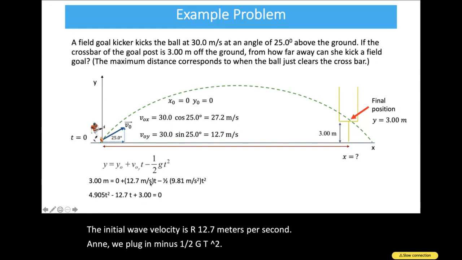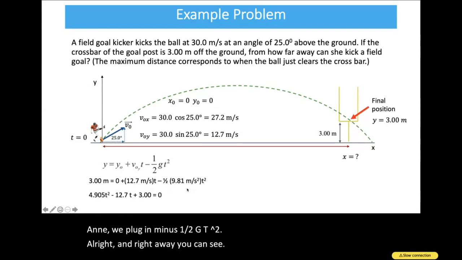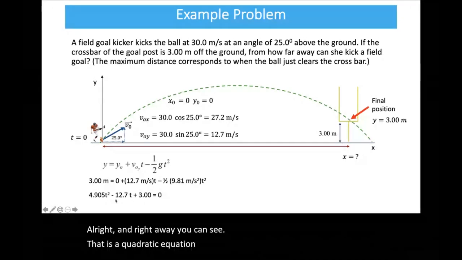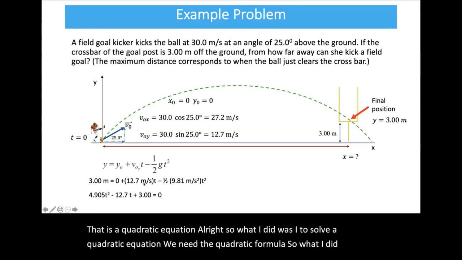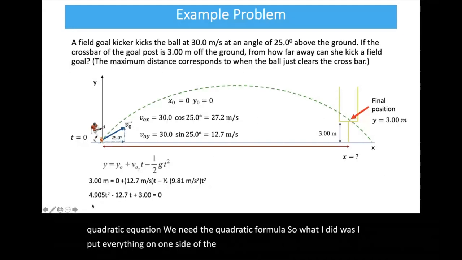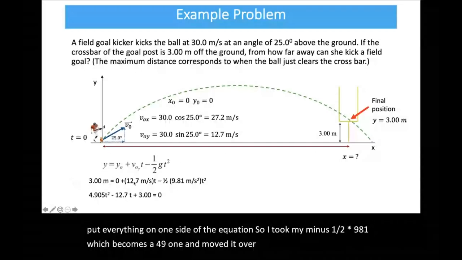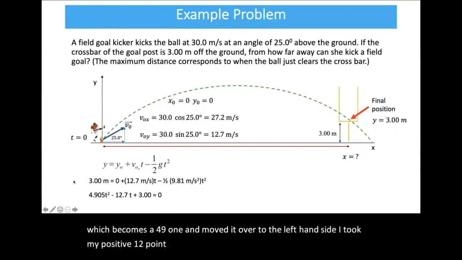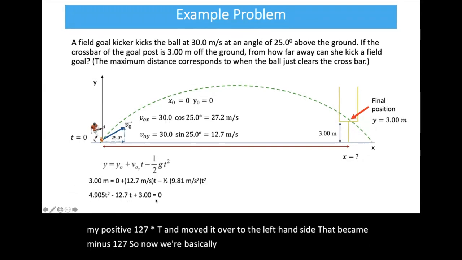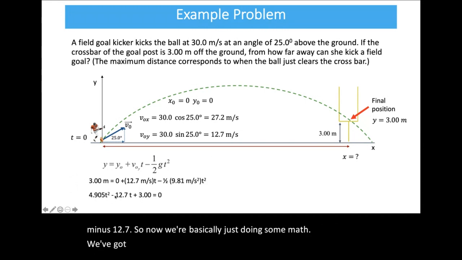Right away, you can see that that is a quadratic equation. To solve a quadratic equation, we need the quadratic formula. So what I did was I put everything on one side of the equation. I took my minus 1/2 times 9.81, which becomes the 4.905, and moved it over to the left-hand side. I took my positive 12.7 times t and moved it over to the left-hand side. That became minus 12.7. So now we're basically just doing some math. We've got our quadratic here that we need to solve.